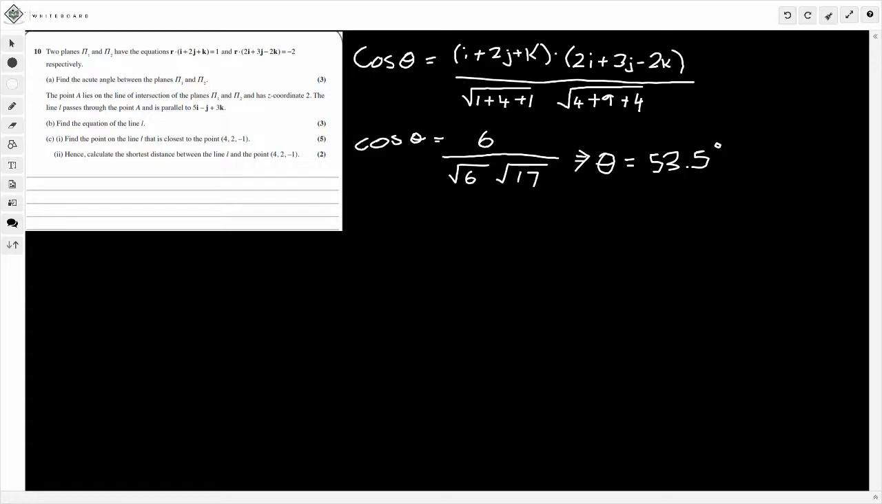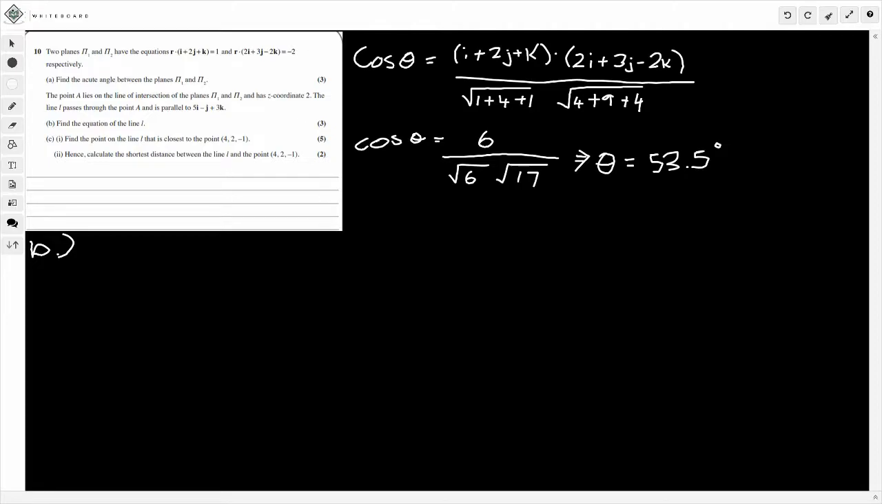For part B, we are told that the point A lies on the line of intersection of the planes pi1 and pi2 and has a z coordinate 2. And we're told that the line passes through the point A and it's parallel to 5i minus j plus 3k. So let's find the equation of this line L, so B. So straight away we're told that z is equal to 2.